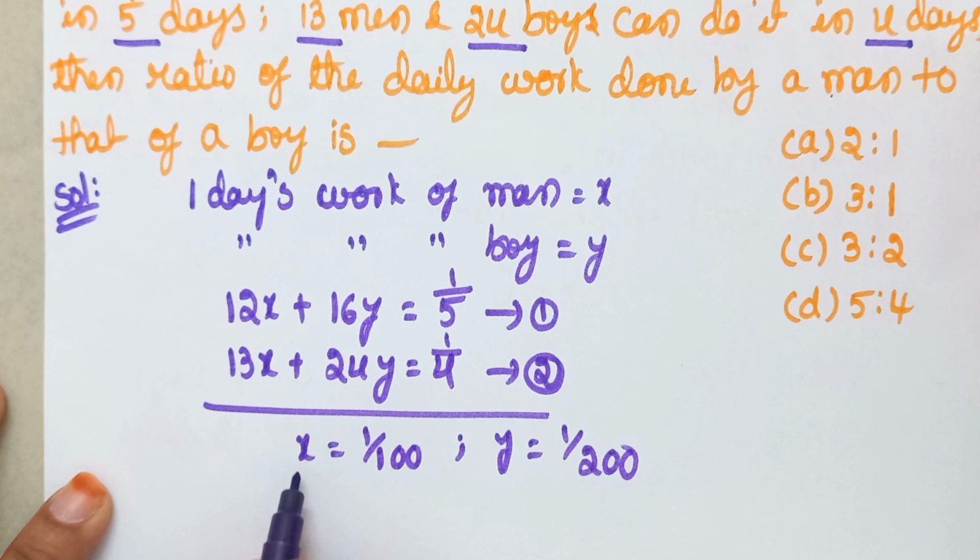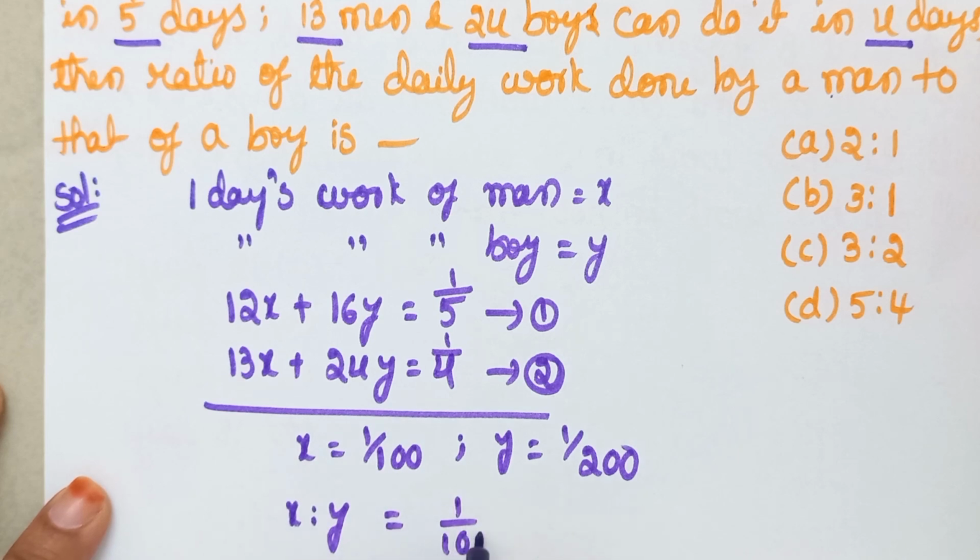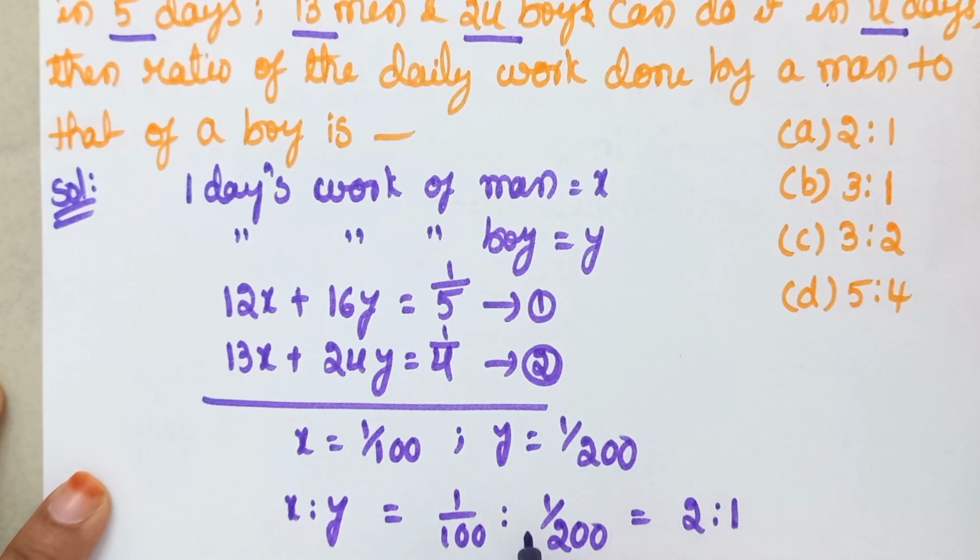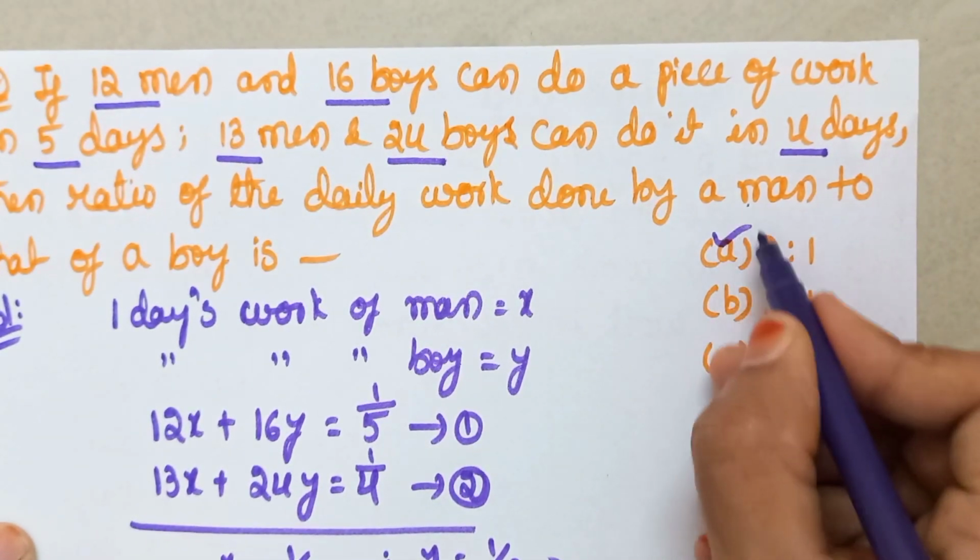So these are the work rates of man and boy. They asked to find the work done by man and boy, so x is to y we have to find. So 1 by 100 is to 1 by 200. From this we get 2 is to 1. These are the working capacities of man and the boy. So 2 is to 1 is the right answer.